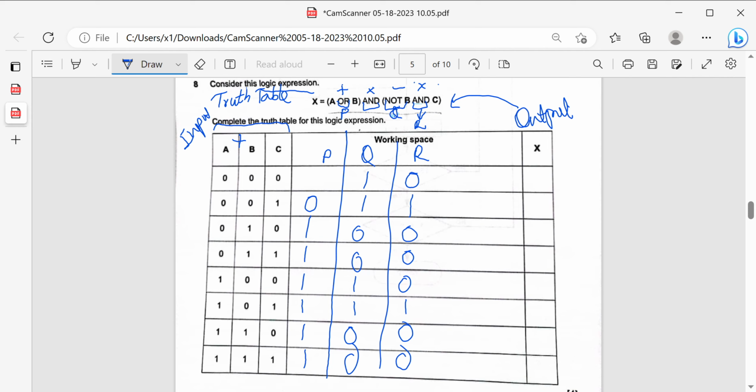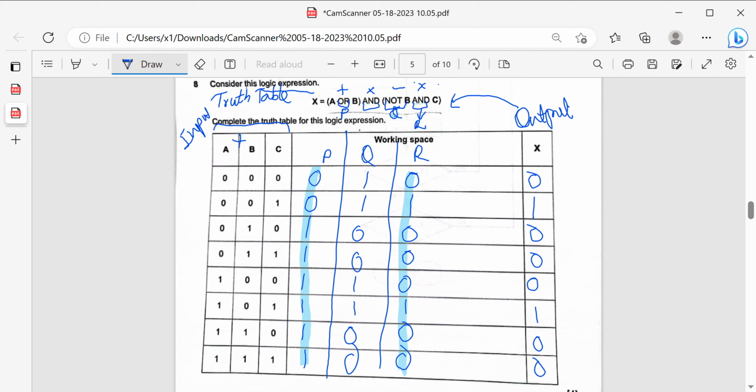We are just considering our two outputs. What are these outputs? P and R. We are going to multiply these two terms. So let's start. 0 multiplied by 0 is 0. 0 multiplied by 1 is 0. 1 multiplied by 0 is 0. 1 multiplied by 0 is 0. Again it's 0, 1, and then 0 and 0.